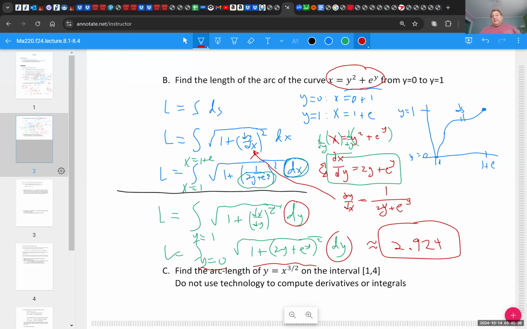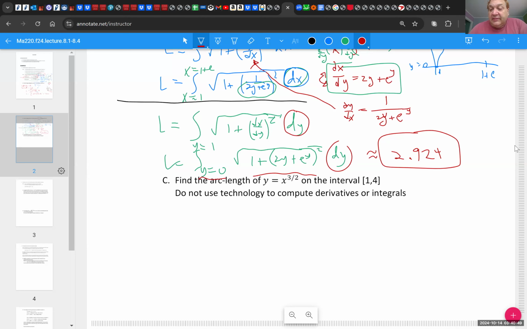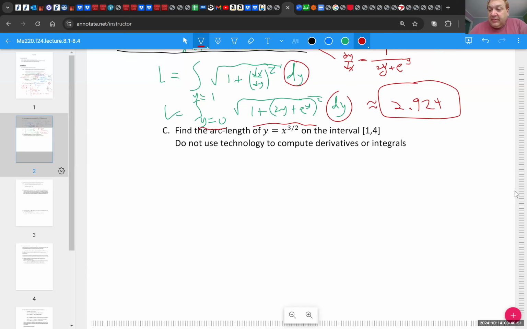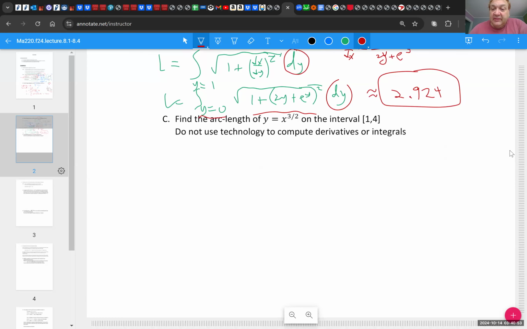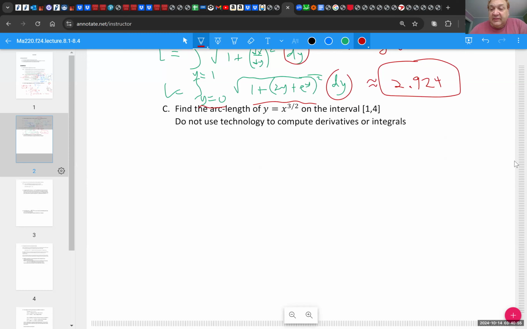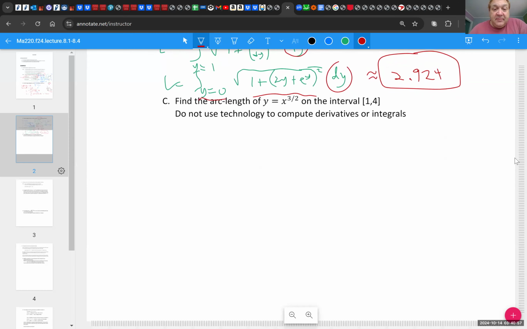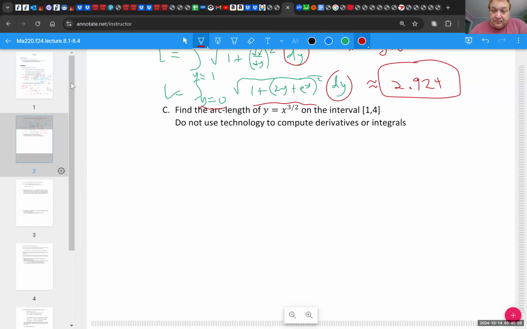All right, so there's a couple of examples of arc length, one using the dx version of the formula and one using the dy version of the formula. I have one last problem here as an example. It's not terribly different than anything else once you understand how to slice things up, just a bunch of ds's that you have to compute. They're pretty much all the same kind of problem.